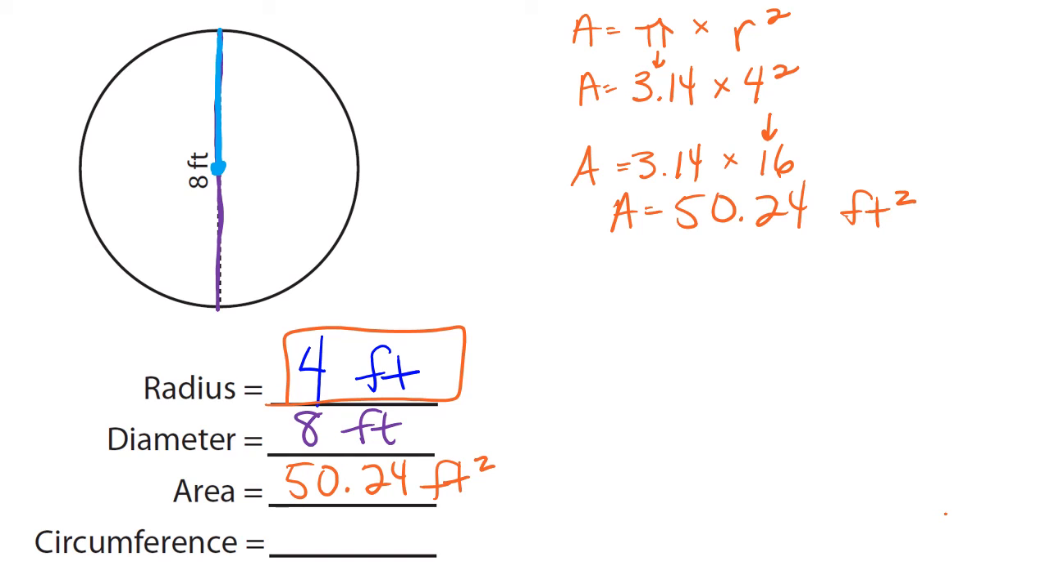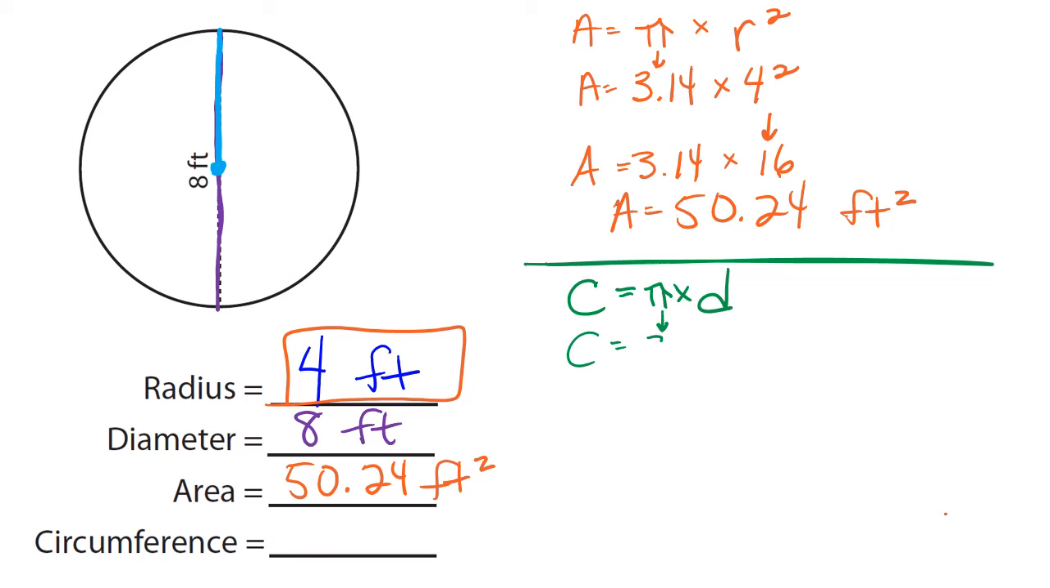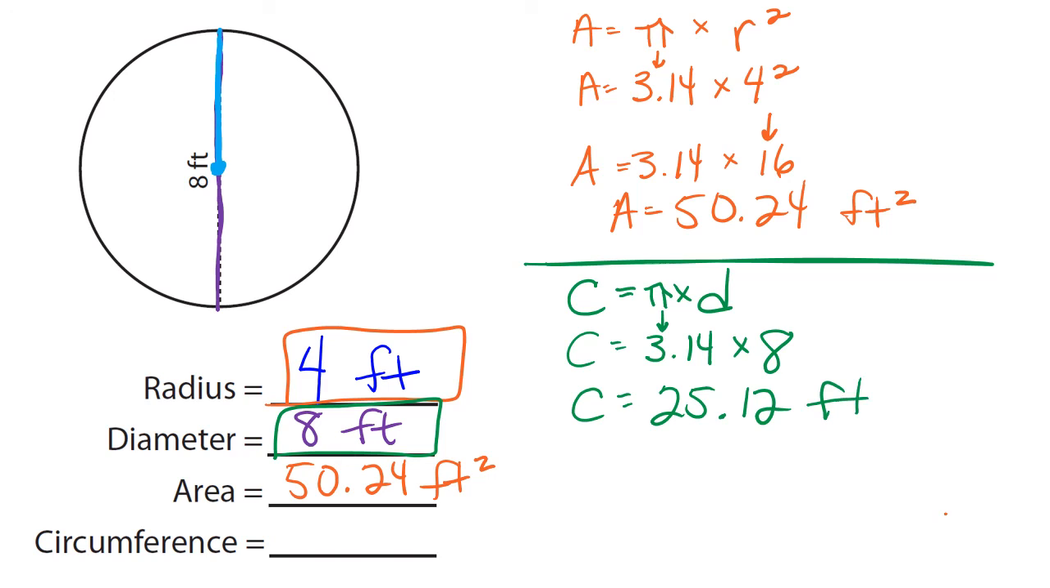So now let's go ahead and do our circumference. So the equation for circumference is circumference equals pi times diameter. We know that pi is always 3.14 times our diameter, which is 8 feet. So our circumference is 3.14 times 8. And our handy dandy calculator gives us 25.12 feet.